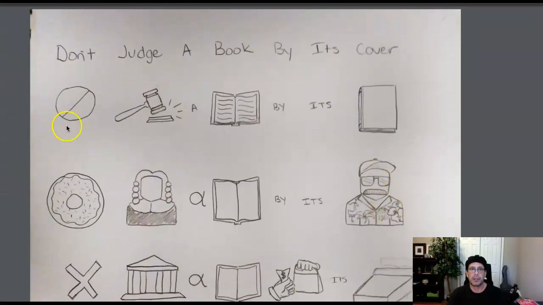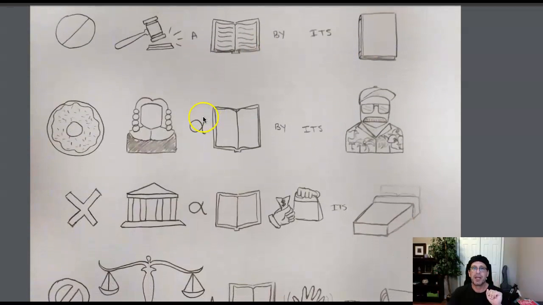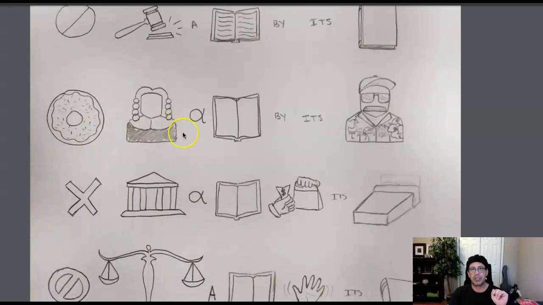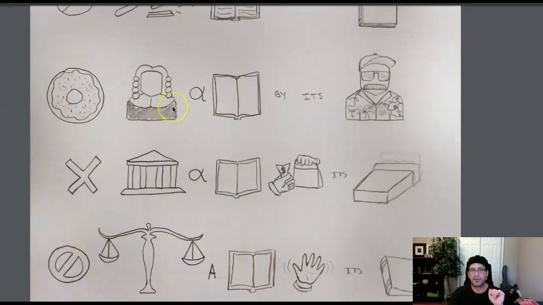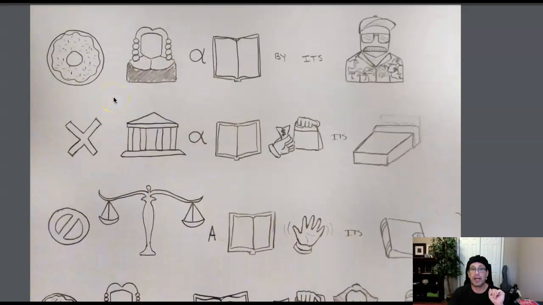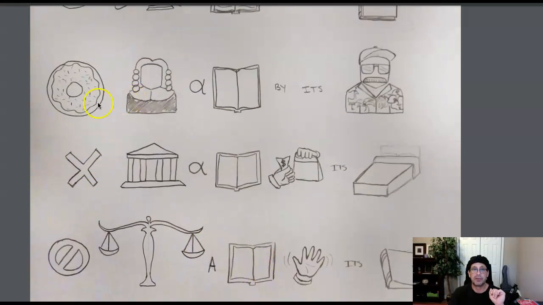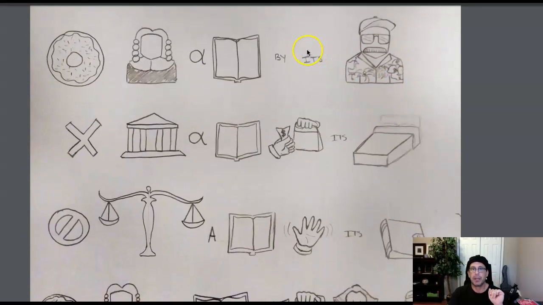So, okay, international no sign. I would be confused by that at first. So saying that this is no, and then gavel, no gavel, a book. So this one's a little bit diluted, I would say. I love the donut and the judge. I mean, I think this is just phenomenal. As a matter of fact, I think this is wonderful. So donut, judge, a book by its, and then I'm not really sure exactly how, I wouldn't get that if I saw it.